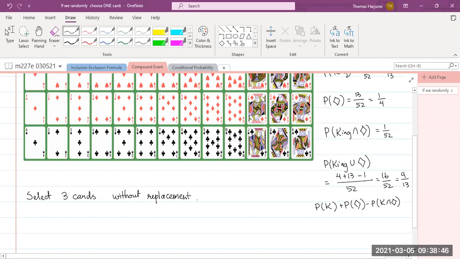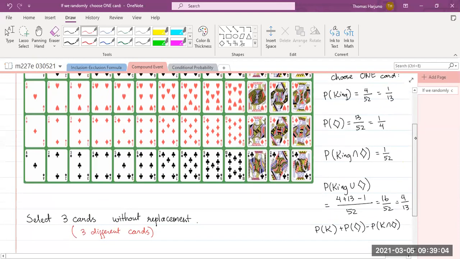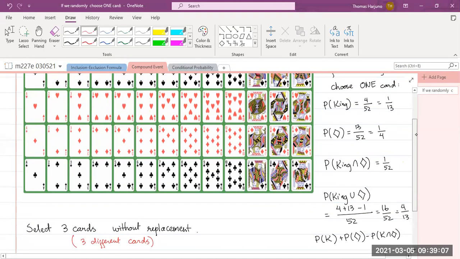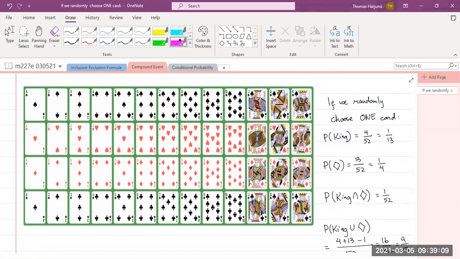Suppose we select 3 cards without replacement. Sometimes we can also say 3 different cards. Now, what is the difference between without replacement and with replacement? Without replacement means the following. Suppose I pick 1 card. I need to pick 3 cards, but suppose I pick 1 card and that 1 card is this one.